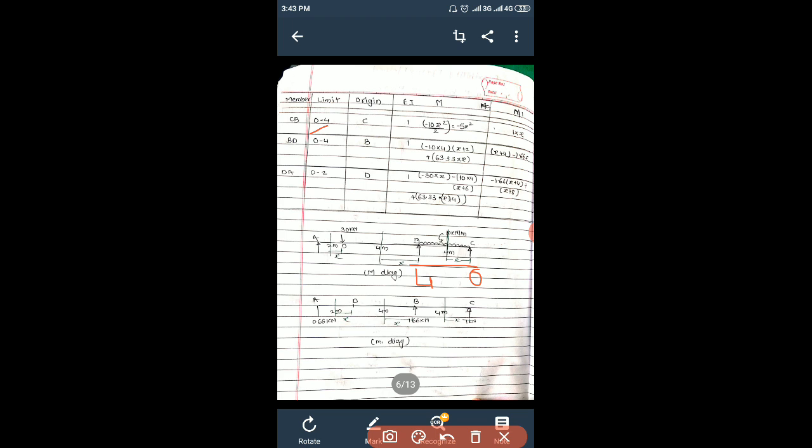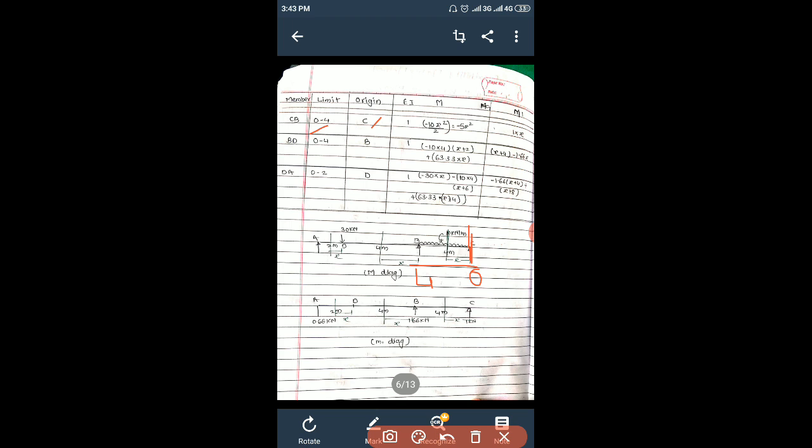And origin, we are going to mark the distances with reference to C. That's why C is our origin point. This origin point will differ from span to span. If we consider the next span, then we consider the origin only up to that span. We don't need to consider from the ends.